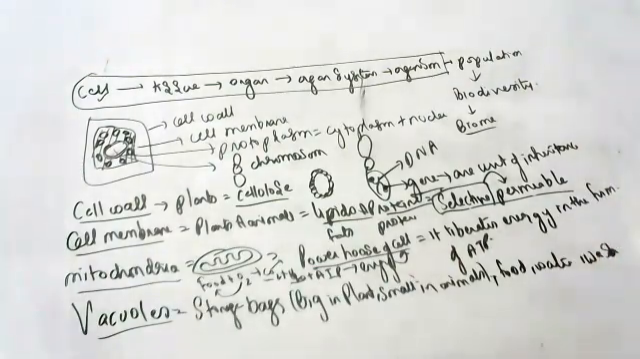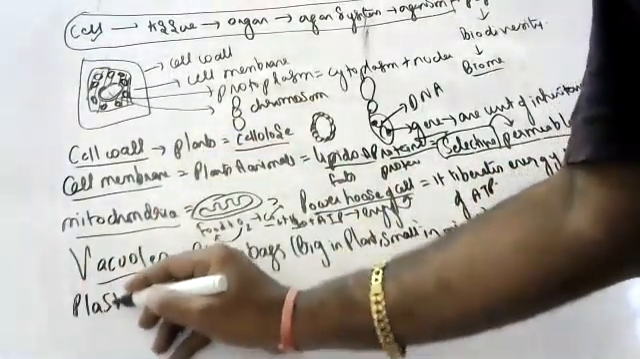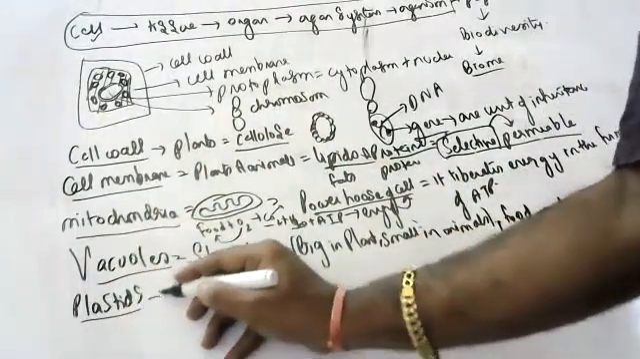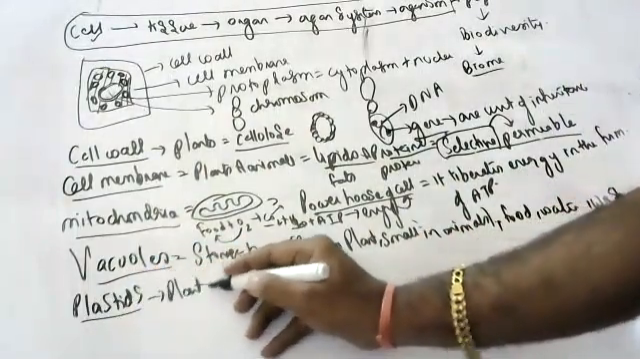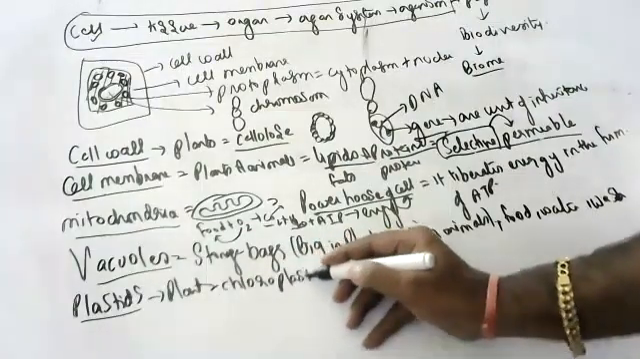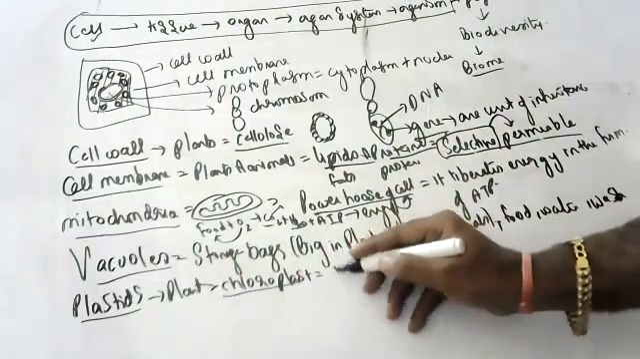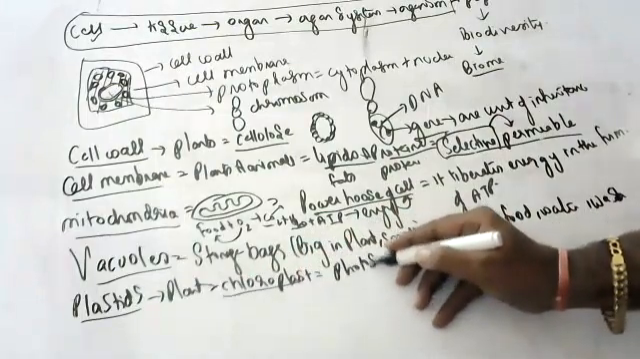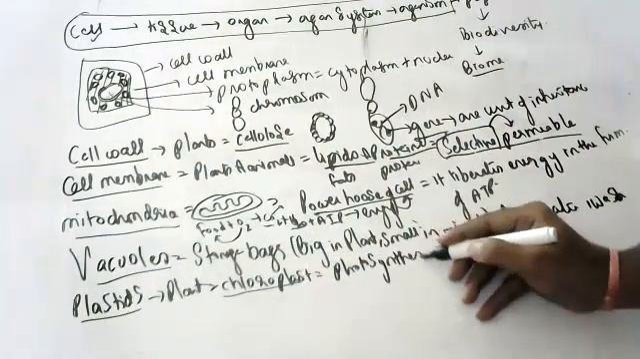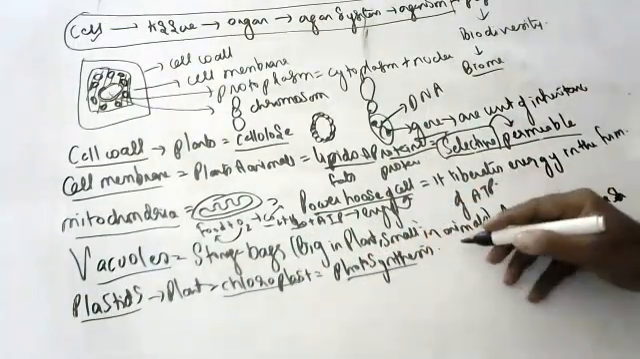Okay, did I discuss anywhere about the plastids, children? Do you remember? In differences, I told plastids. The main plastids are only present in plants. The main plastids are chloroplast, leucoplast, and chromoplast. What is the function of chloroplast in plants? It performs photosynthesis and prepares food. That's why chloroplasts are called kitchens of the cell, children.